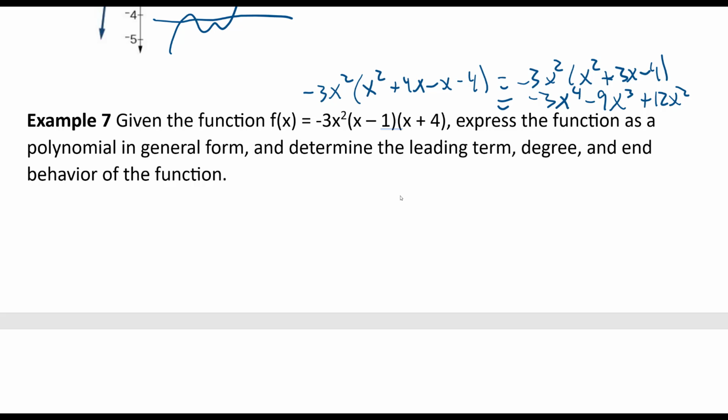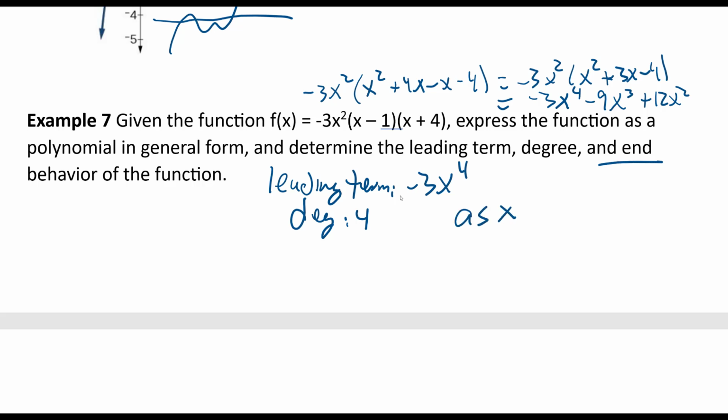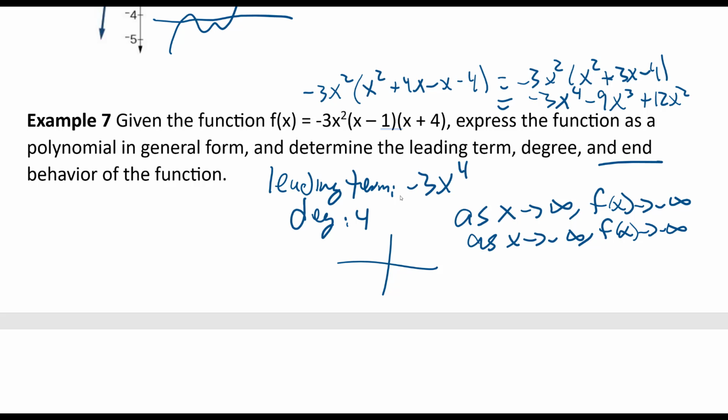So our leading term is going to be negative 3x to the 4th. Our degree is 4. And for the end behavior, given that it's a negative leading coefficient and even power, as x goes to infinity, f of x will go to negative infinity. And as x goes to negative infinity, f of x will still go to negative infinity. So both sides are going to go down.